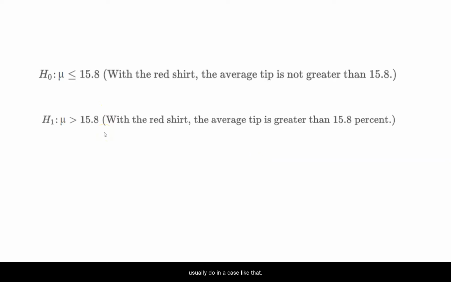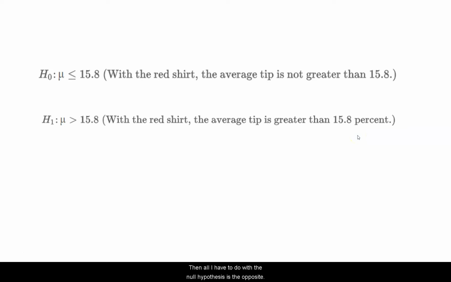Now, here's the way they'd be expressed numerically. What I usually do in a case like this is, of course, read the language of the problem, and I express the alternative hypothesis first, which I have been calling the alternate or the research hypothesis. It's easy to do it this way. I'm saying, as the researcher, that I'm going to increase or improve on the 15.8. So I'll say that the mean of the tip percentages with red shirts is greater than 15.8. With the red shirt, the average tip is going to be greater than 15.8.